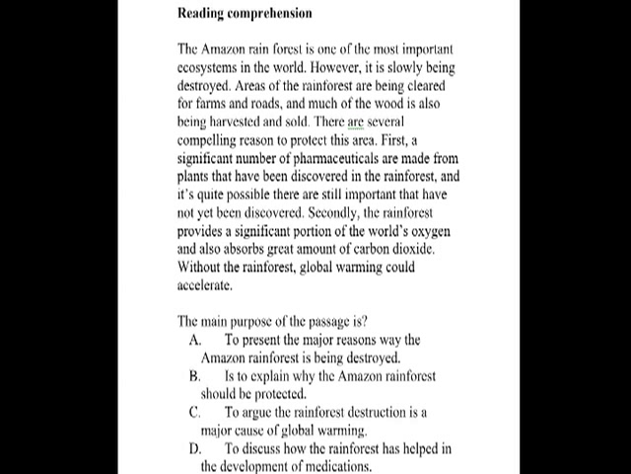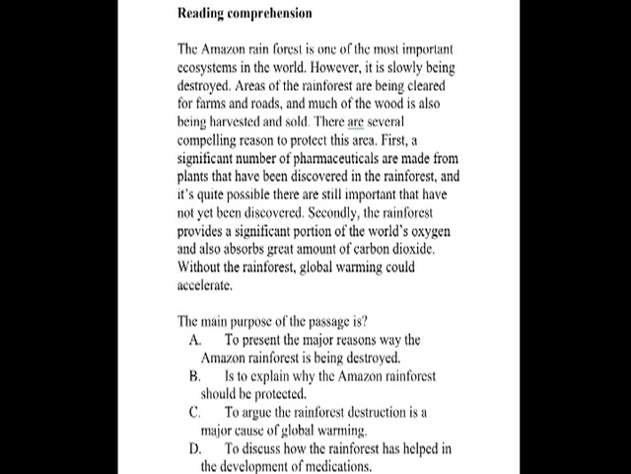The Amazon rainforest is one of the most important ecosystems in the world. However, it is slowly being destroyed. Areas of the rainforest are being cleared for farms and roads, and much of the wood is also being harvested and sold. There are several compelling reasons to protect this area. First, a significant number of pharmaceuticals are made from plants discovered in the rainforest, and it's quite possible there are still important plants that have not yet been discovered. Secondly, the rainforest provides a significant portion of the world's oxygen and also absorbs great amounts of carbon dioxide. Without the rainforest, global warming could accelerate.